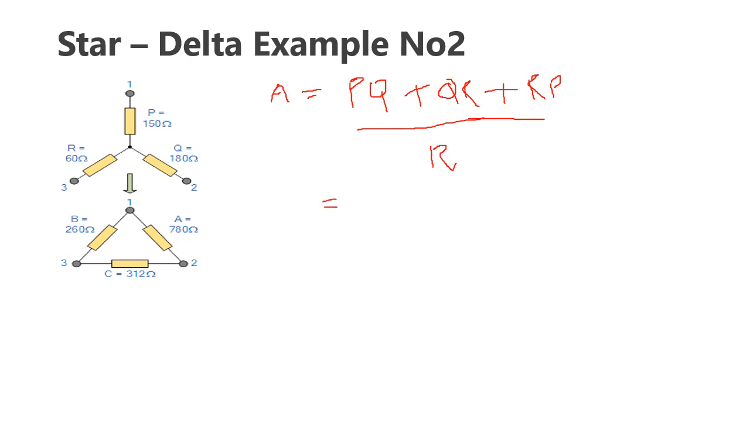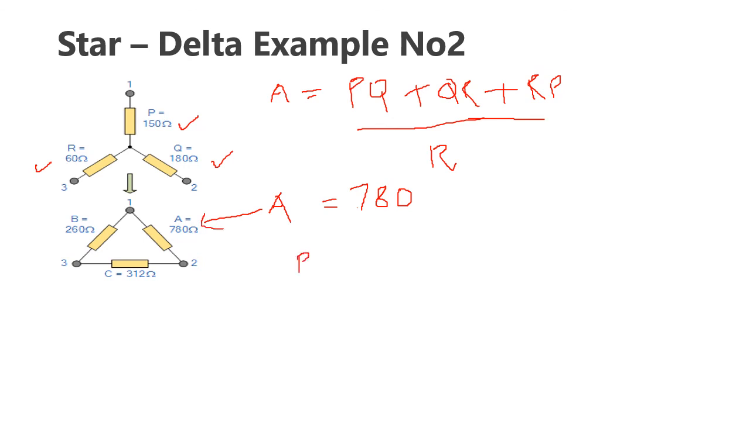Here we know the value of P, we know the value of Q, and also we know the value of R. Now we can substitute these values into this equation. So P is 150 ohm, Q is 180 ohm, R is 60 ohm. If we solve this equation, we will get the value for A as 780 ohm.